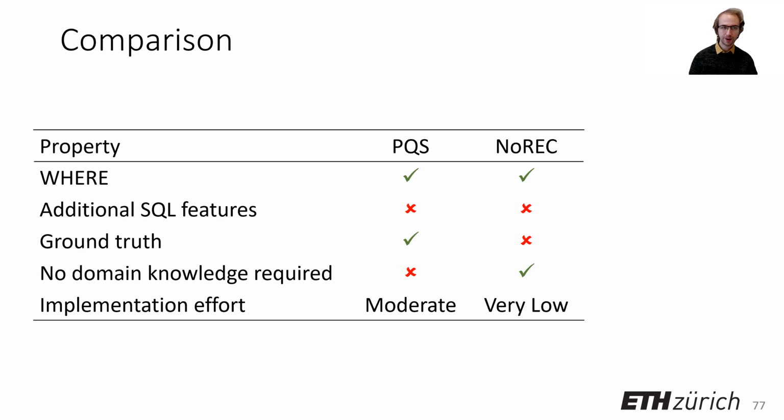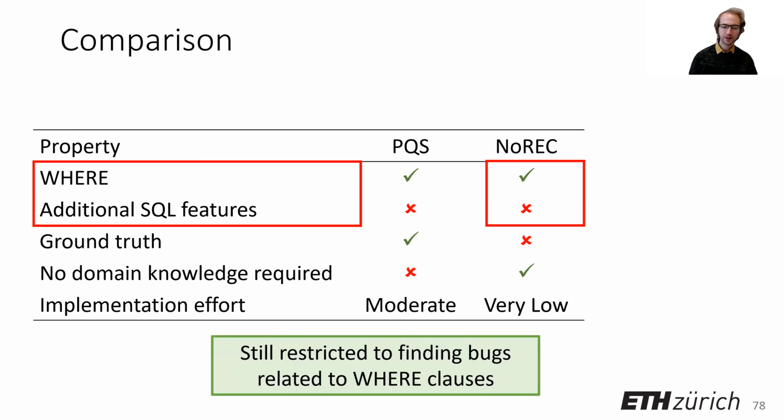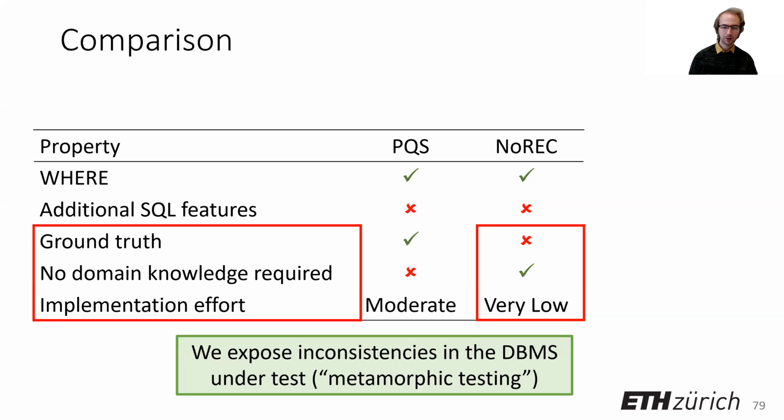So how does NoREC compare with PQS? Well, first of all, it is still restricted to finding bugs in the implementation of WHERE clauses, just like PQS. Now, different to PQS, NoREC doesn't establish a ground truth. It is basically a metamorphic testing approach where the idea is that we have an input to a system and its output, and from this we derive a new input that is known to have a specific output. So basically, this means for us that we only expose inconsistencies in the DBMS under test, but if the DBMS inconsistently returns an incorrect answer, then we cannot detect it.